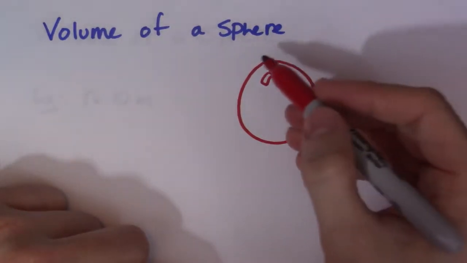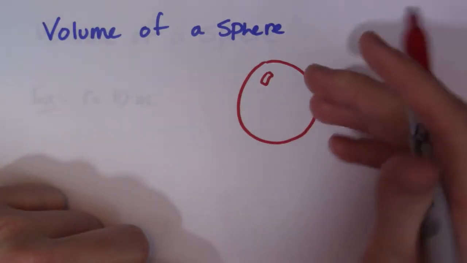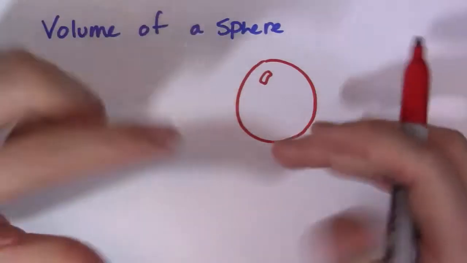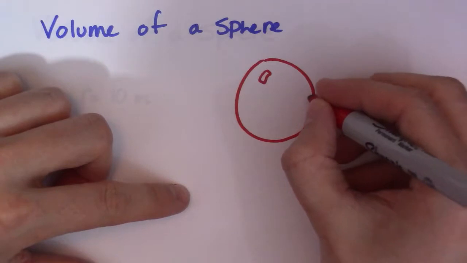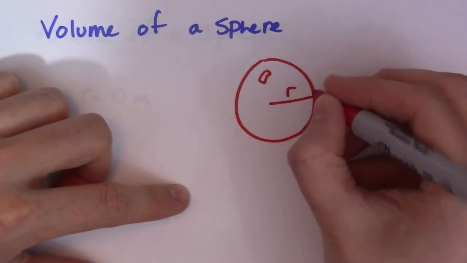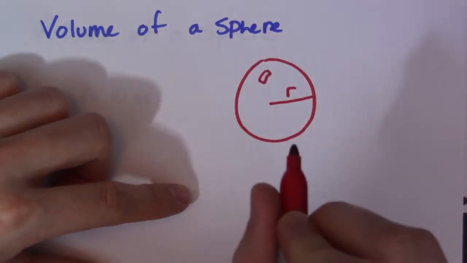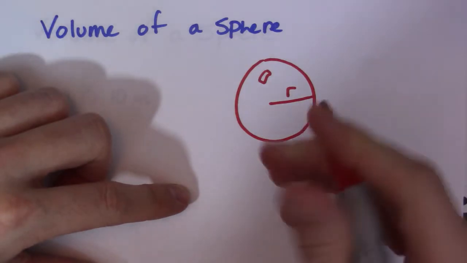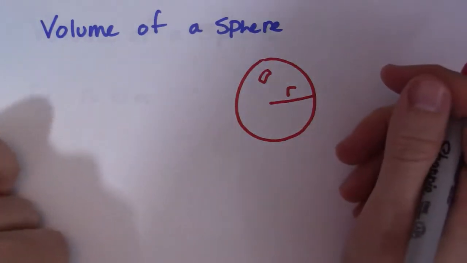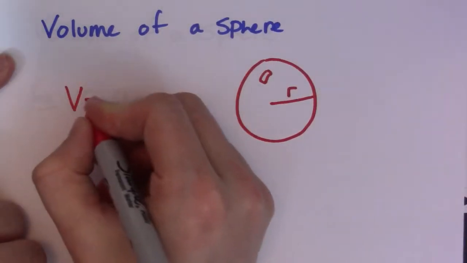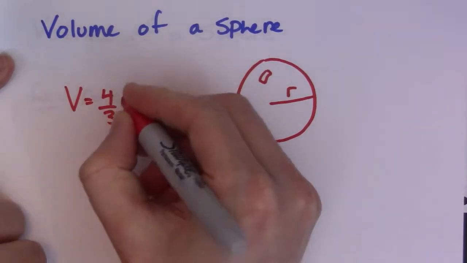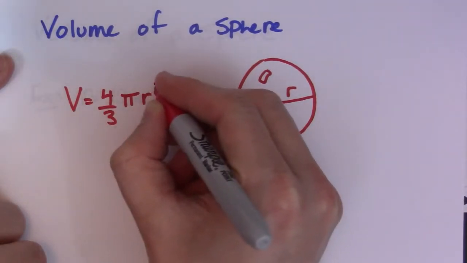So this is my 3D surface. It's a ball, so it's something physical. And it still has a radius. So the radius will go from any part directly into the middle of the ball. And to find the volume of it is actually really easy. So the volume is 4 over 3 pi r cubed.